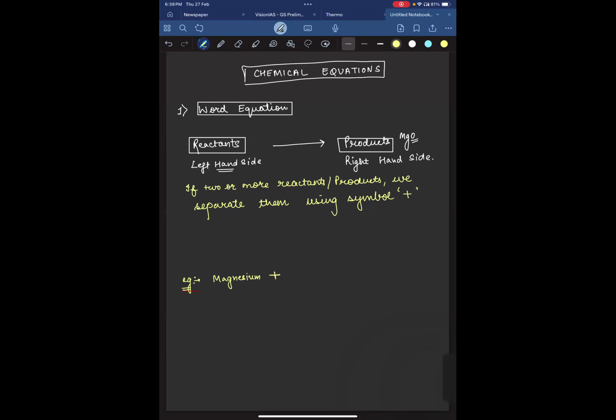For example, in the case where we are reacting magnesium with oxygen to give us the product magnesium oxide, we have two reactants, the magnesium and the oxygen which is present in the air. They react to form the product magnesium oxide, which is only one, so there's no need of any plus sign on this side. And this is an example of a word equation.